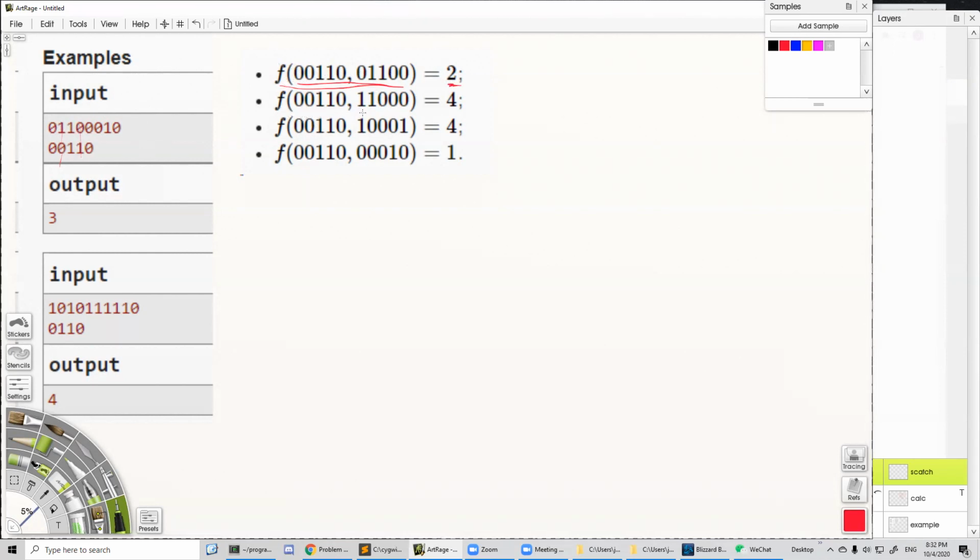And for these two streams, this digit is different, this one different, this one different, this one different. So we have 4 different digits. So the answer is 4. So we are going to calculate these 4 functions and find out how many of them are even numbers. So this guy 2 is even. This guy is even. This guy is even. So we are going to output 3 here because we have 3 even answers for these functions.